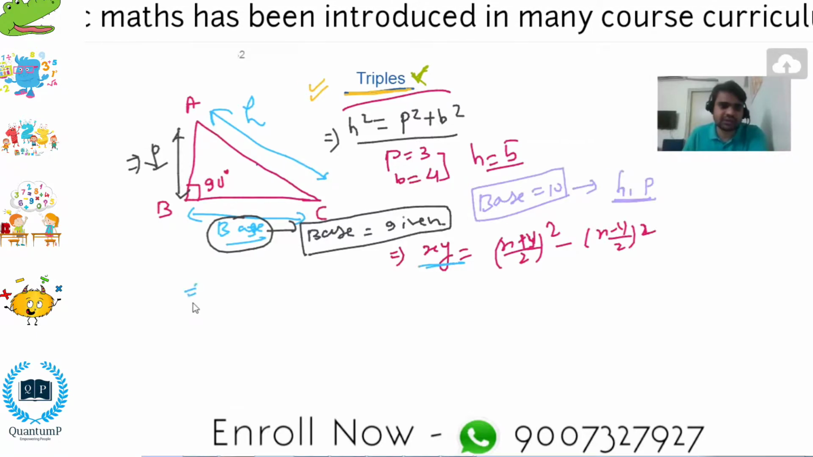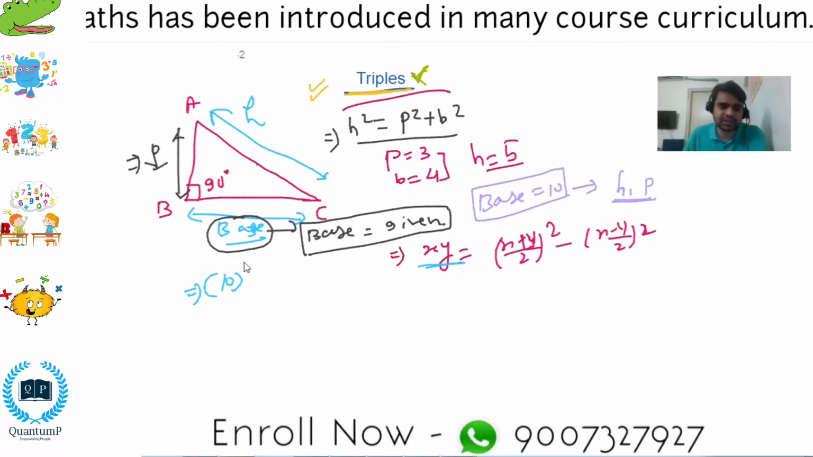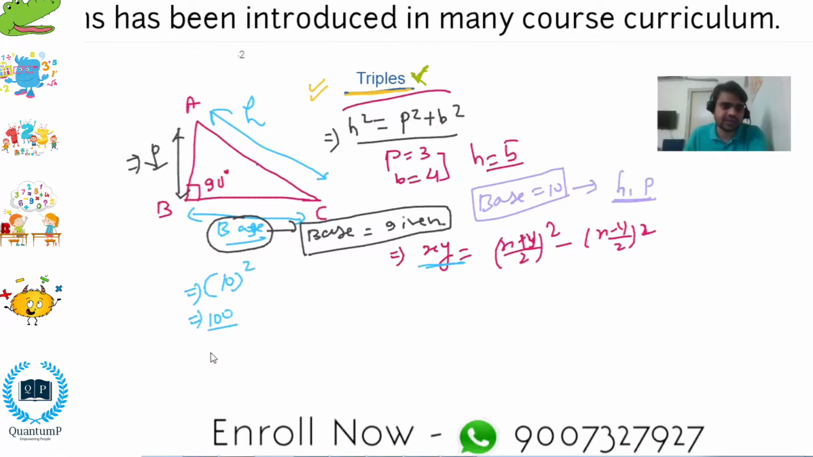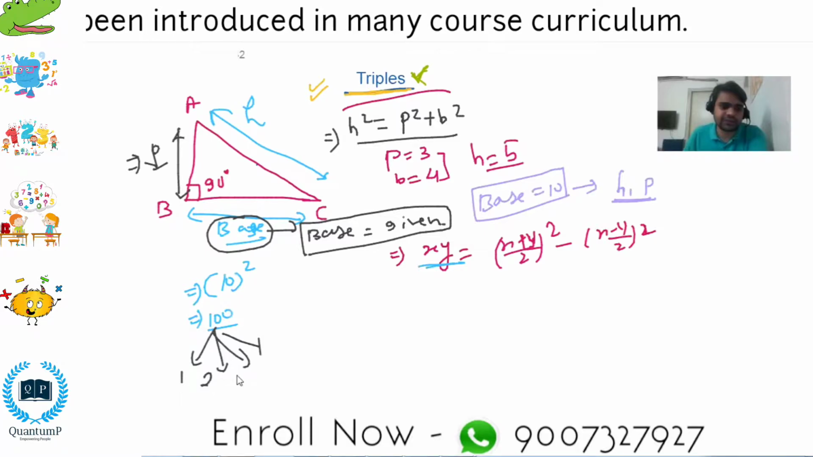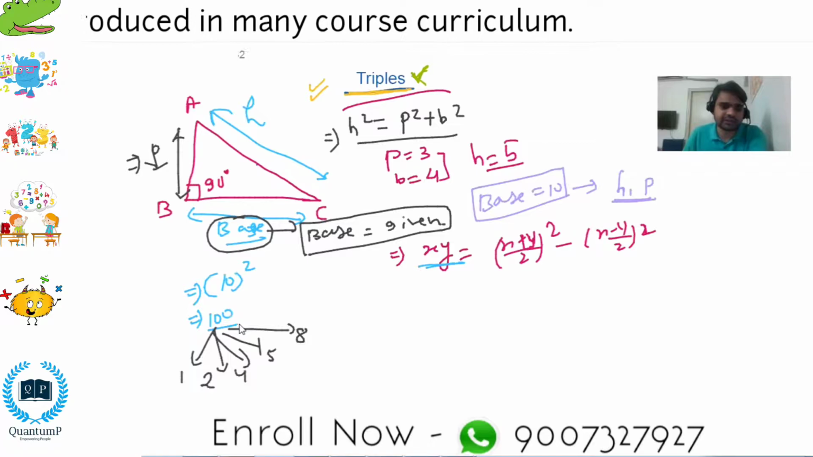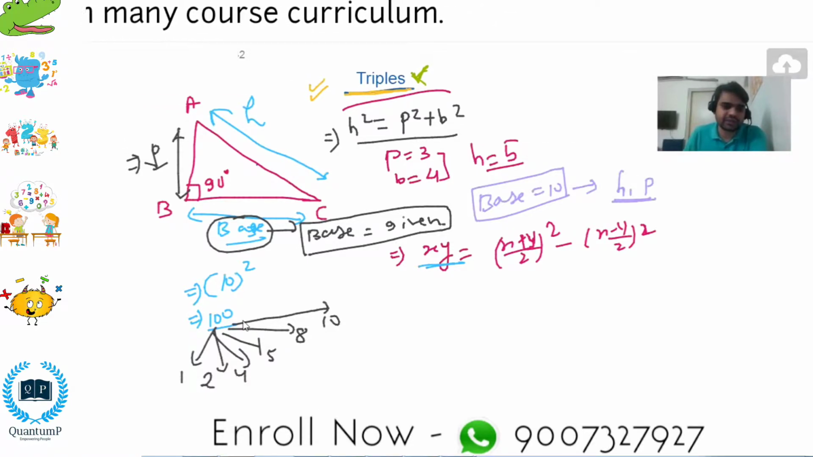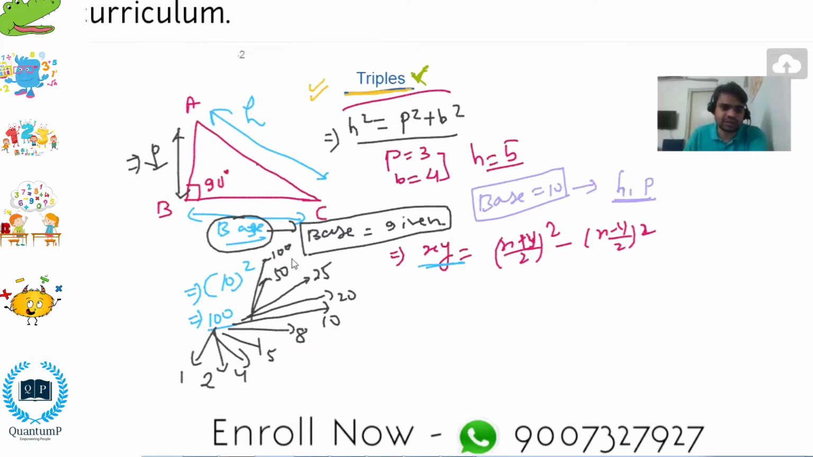So another thing is that if your base is given, which is 10, just square the base, which is 100. Okay. And find the factors of 100. So we have a lot of factors, like 1 is there, 2 is there, 4 is there, 5 is there. Then we have 8 also as a factor, right? And then we have 10 also as a factor. Then we have 20. Then we have 25. Then we have 50. And then we have 100, right? These are the factors of 100.